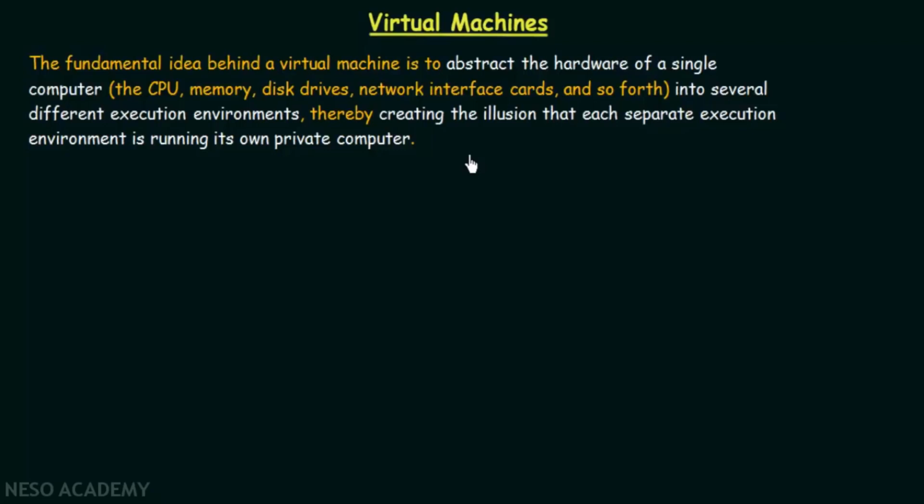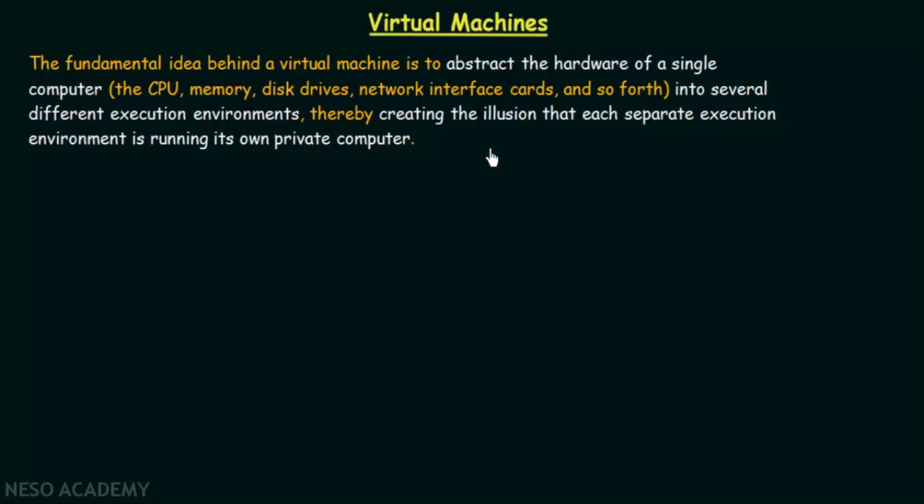In the same way, in operating systems, virtual machines do something like that. They create the illusion that each separate execution environment is running its own private computer, while in reality it is not. In reality, we are on one computer having just the resources and hardware of that particular computer, but we are creating an illusion that these different execution environments are running their own separate computers.